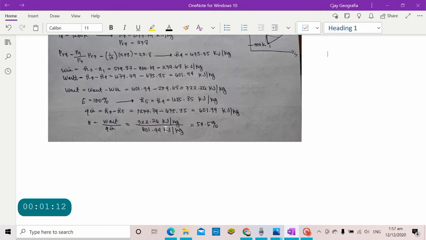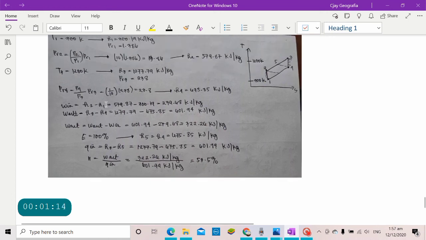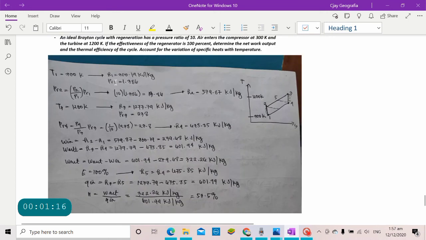So T3 is 1300 Kelvin, and the value of H3 is equal to 1395.97 kJ/kg. Also PR3 is equal to 330.9. So first is the gas temperature at the exits of the compressor and the turbine. This is our first question, now for the PR4.